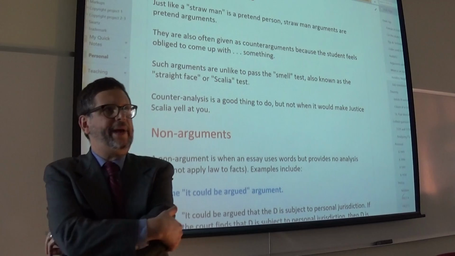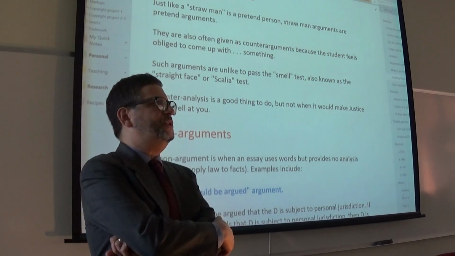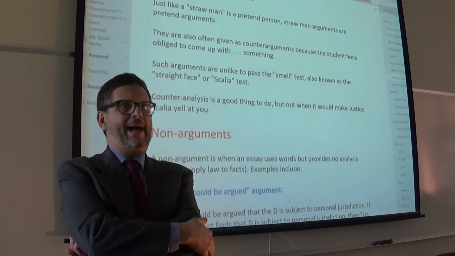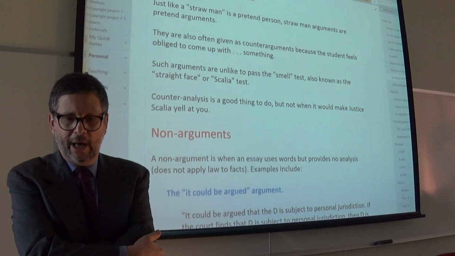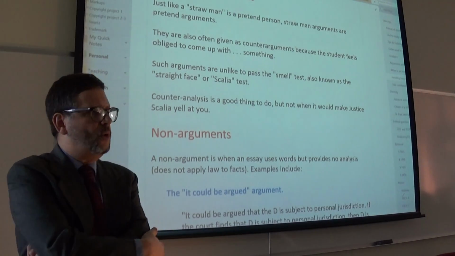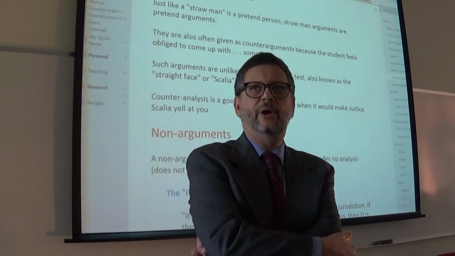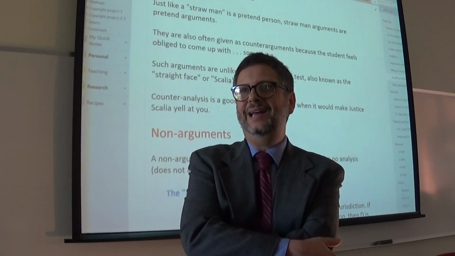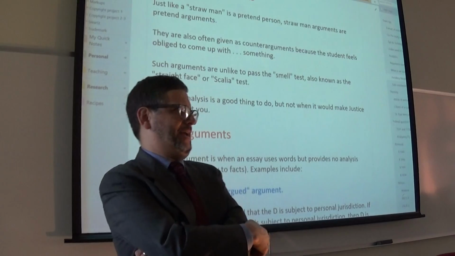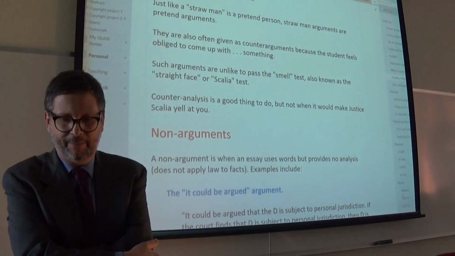One is a straw man argument. A straw man argument is a fake argument, not a real man, not a real person, and not a real argument, a pretend one. They're oftentimes given as counterarguments because the student can't think of a counterargument, but knows that Nathenson likes counterarguments and decides to come up with anything, something.